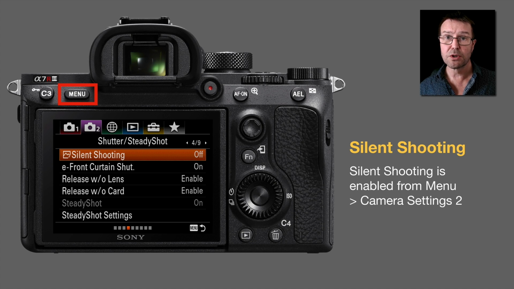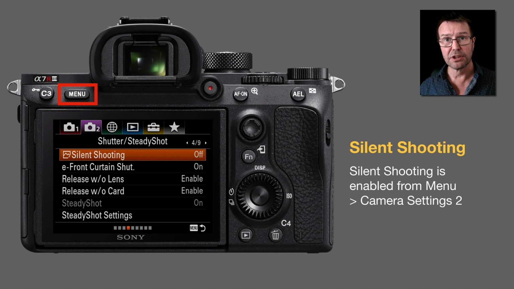Now, you won't always want to stay in silent shooting. You're not going to be shooting action sports on the A7 III or A7R3 cameras. You will on the A9, but not on the A7 III and A7R3, because you can get some shutter distortion.